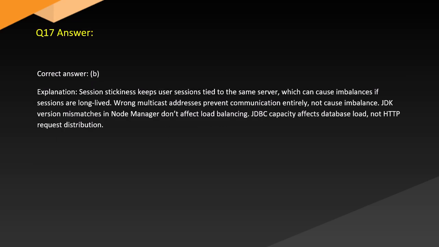Answer. Correct answer. B. Explanation. Session stickiness keeps user sessions tied to the same server, which can cause imbalances if sessions are long-lived. Wrong multicast addresses prevent communication entirely, not cause imbalance. JDK version mismatches in Node Manager don't affect load balancing. JDBC capacity affects database load, not HTTP request distribution.